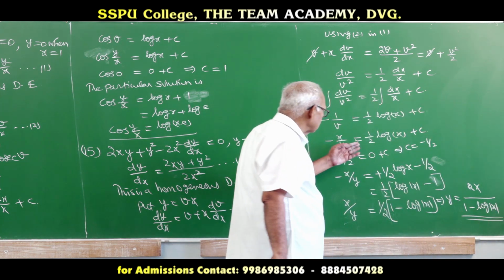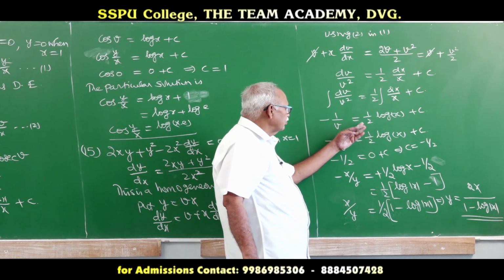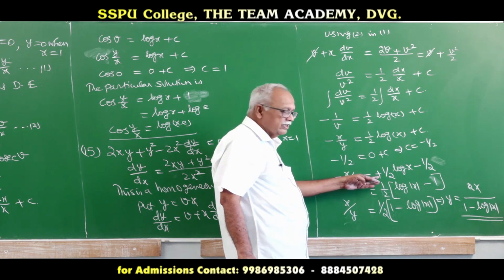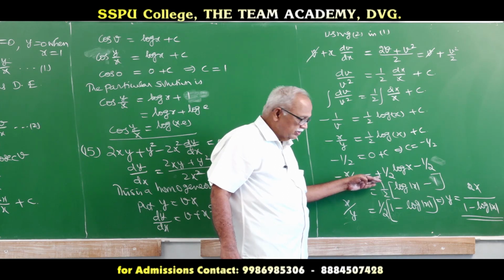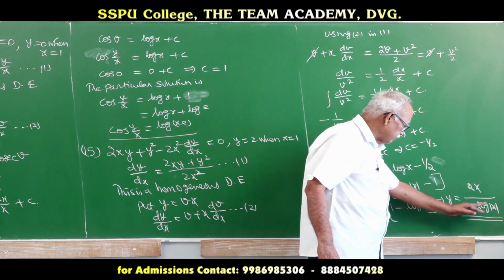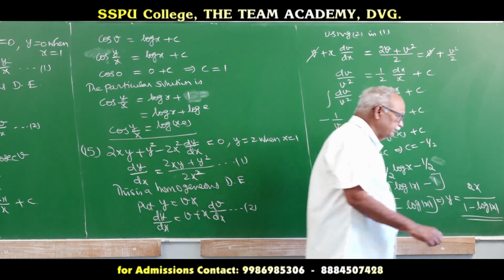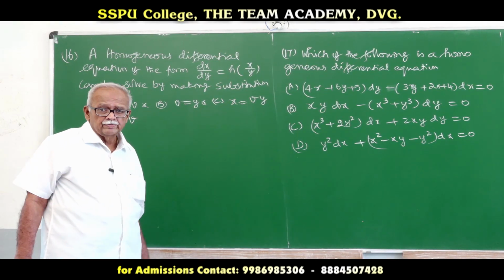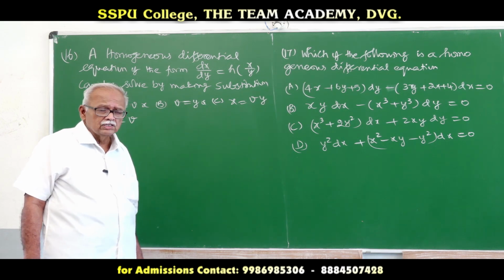So, here we made a small error here, that is 1 by 2 log x, it is positive, but we have taken it as negative. So, let us change it and we will get the answers as y is equal to 2x by 1 minus log x. Thank you. We are going to see some entrance multiple option questions.